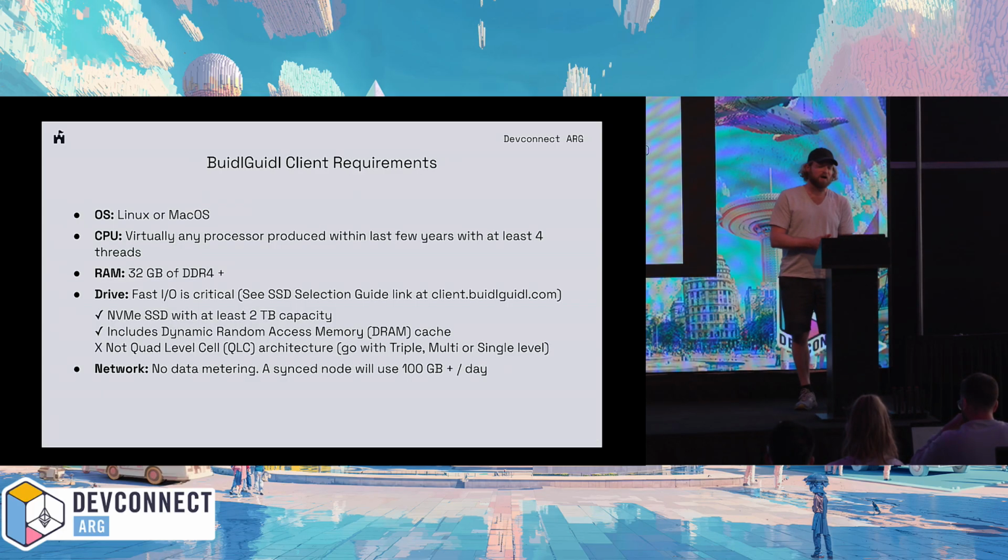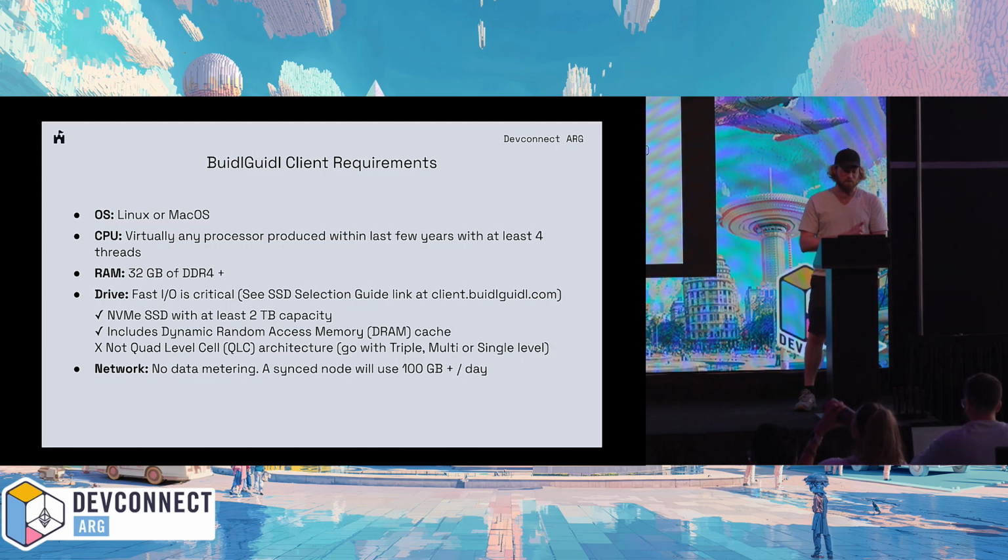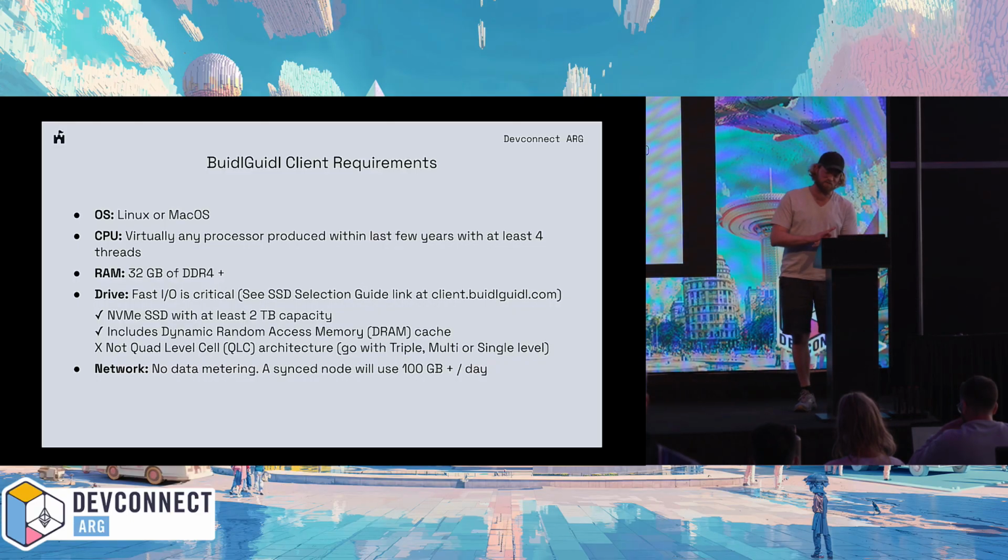So some basic requirements for running the BuidlGuidl's client. It's built for Linux or Mac OS, and for nodes, they're not too CPU intensive, so luckily pretty much any modern processor made within the last few years with at least 4 threads is going to get you by. Some extra CPU power is helpful for syncing. It might help you sync a little bit. It can get a little spicy there, but after your node's synced up, it's no issue there. On the RAM, you want at least 32 gigs.